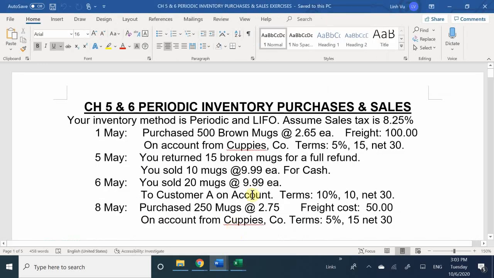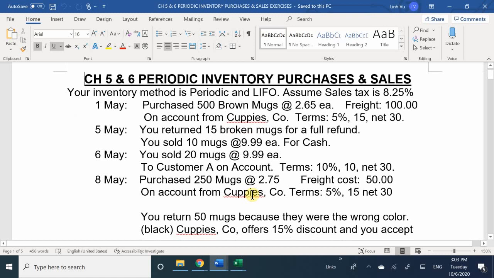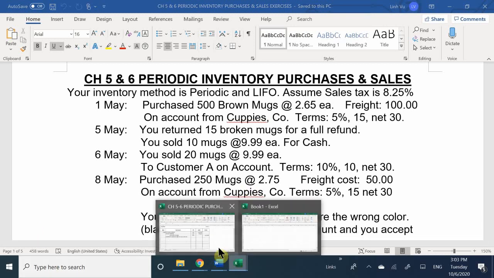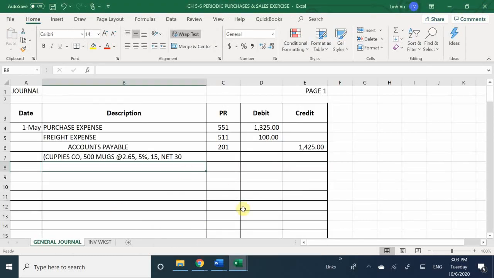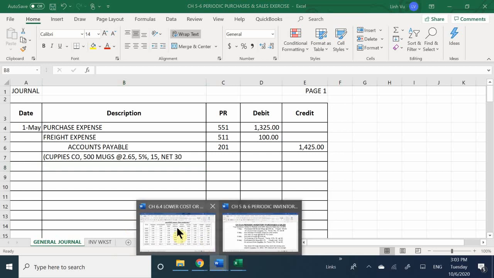Okay. So what has happened next on May 5th? You returned 15 broken mugs for a full refund. So I returned 15 broken mugs for a full refund. Okay. So you have a little flexibility. Do you want to go to the journal or to the worksheet first? Well, first, actually, let's look at our chart of accounts.